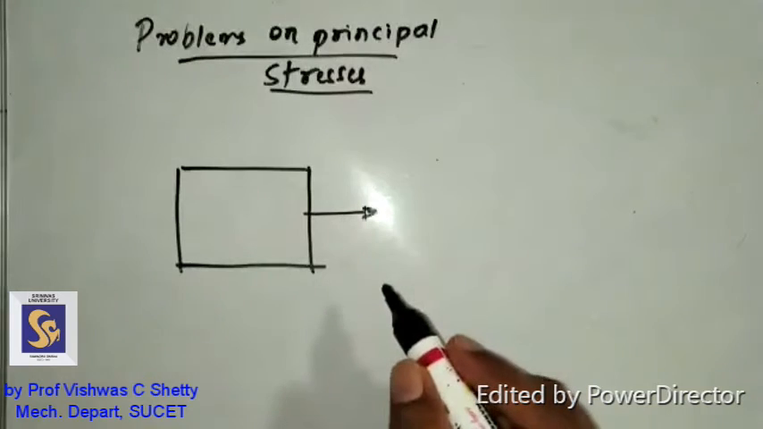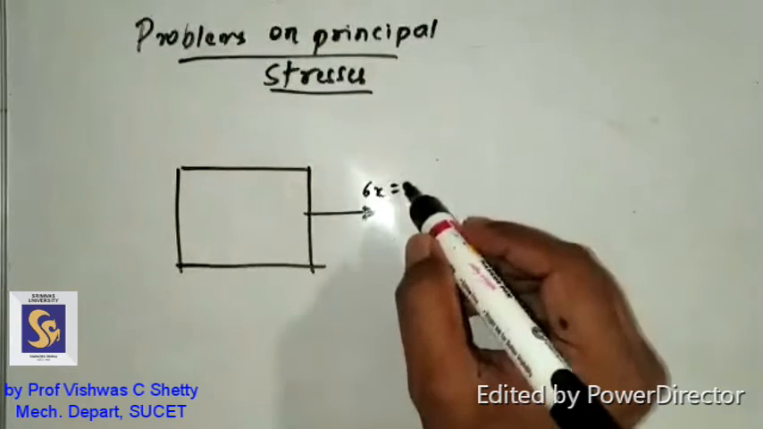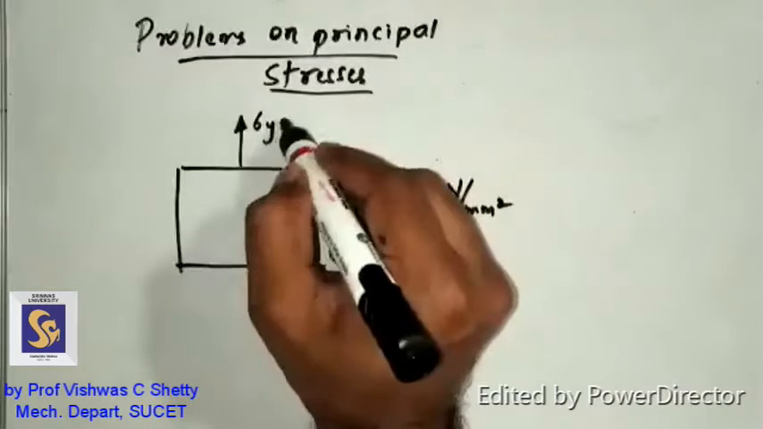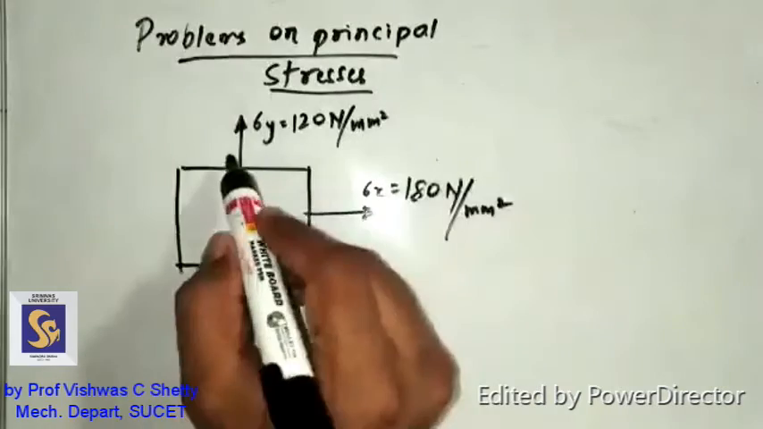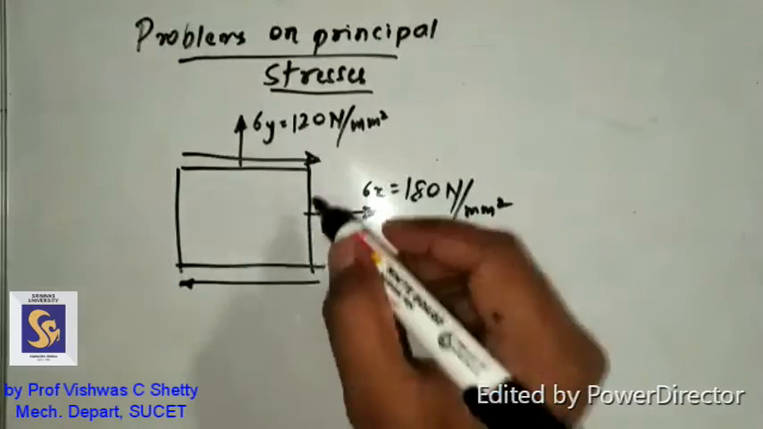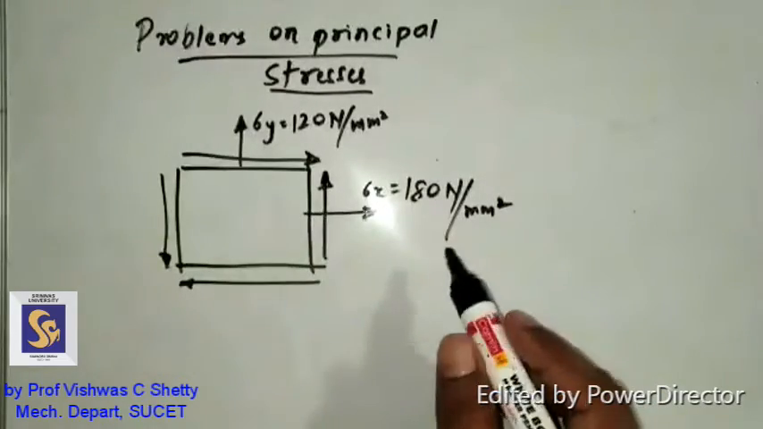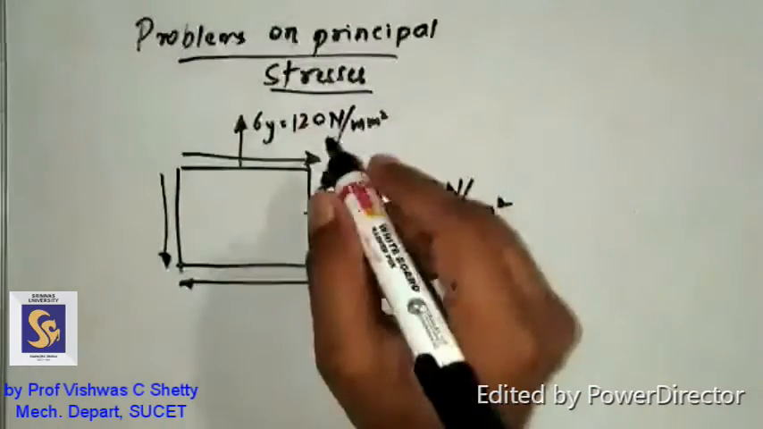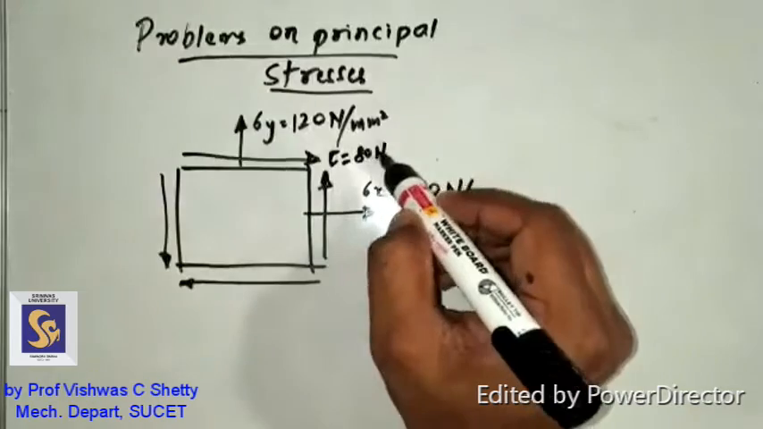So it is a 2D plane here. In the x direction, sigma x is 180 Newton per millimeter square. Sigma y is 120 Newton per millimeter square. There is also a torque, one torque to keep it in equilibrium. Sorry, shear is applied. So tau is 80 Newton per millimeter square.